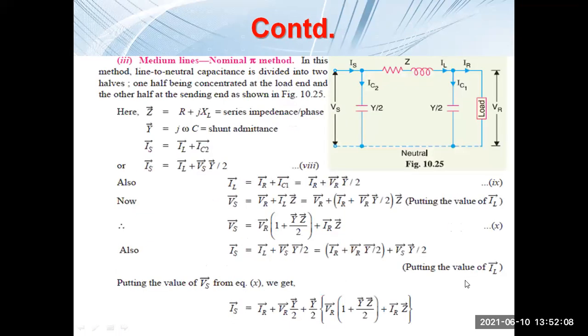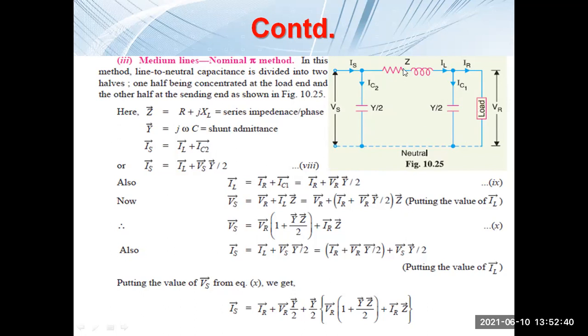Okay. Next is the nominal pi method. For the medium transmission line, again, we have to calculate the ABCD parameters. The same method, same process will follow. This is a medium transmission line. This is Vs, this is your Vr, this is Is, this is your Ir. And we have capacitive currents IC1 and IC2. This is your series branch, that is Z. And this is IL basically. And this Y/2, Y/2. That is C/2, we have done it.